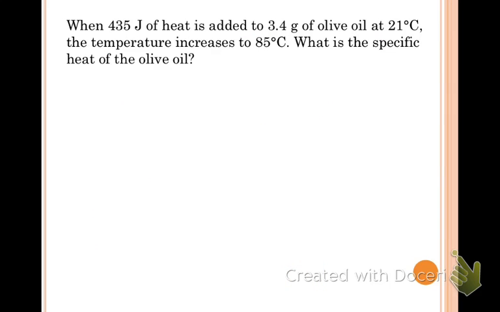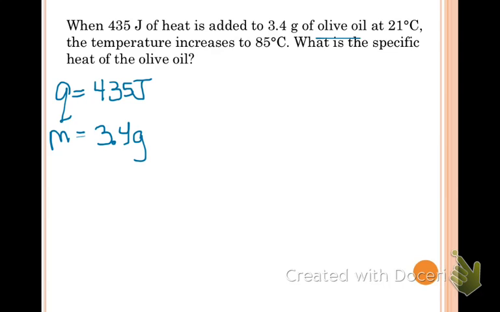So in this case, when 435 joules of heat, so this time they're giving us what the heat, the Q, is, so I'll go ahead and write that down. Q is equal to 435 joules. It's added to 3.4 grams of olive oil. So this time we have our mass is equal to 3.4 grams.